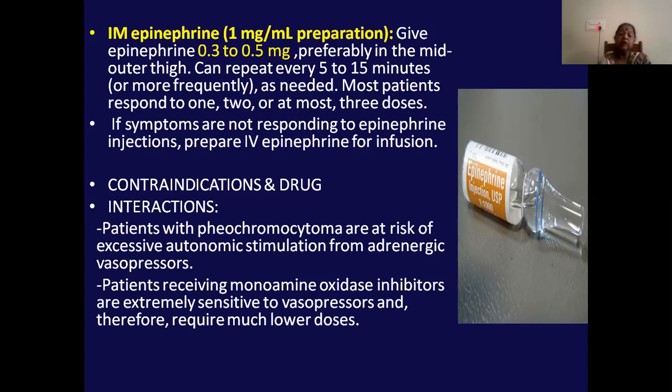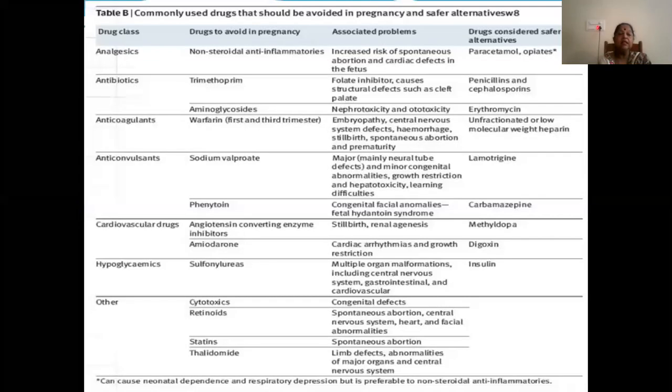So whenever you are giving adrenaline or epinephrine, you should be very careful about these things. This is in a nutshell the commonly used drugs that should be avoided in pregnancy and what are the safer alternatives. If you take the analgesics, you should avoid non-steroidal anti-inflammatory drugs. We have associated problems like increased spontaneous abortion and cardiac defects in the fetus. The alternative drugs are paracetamol and opiates.